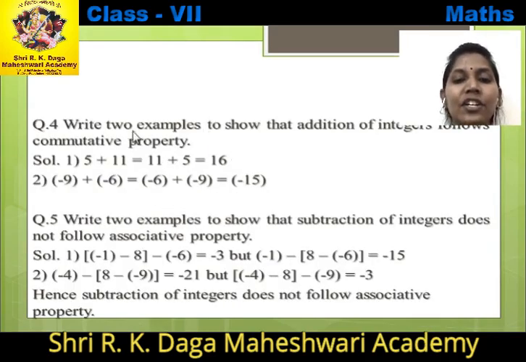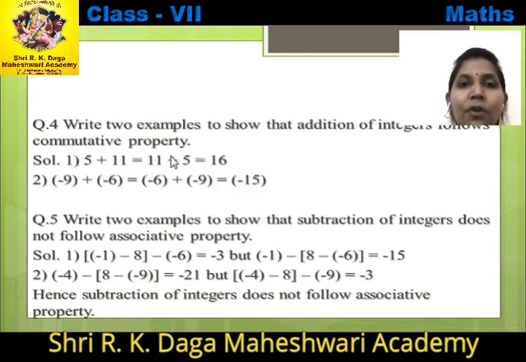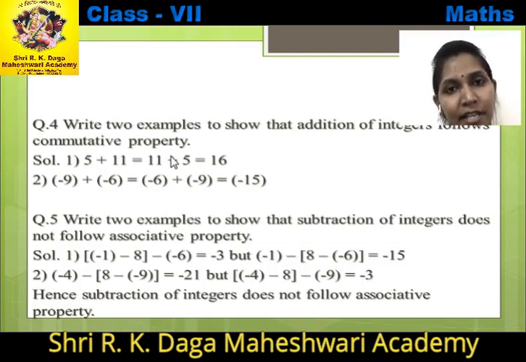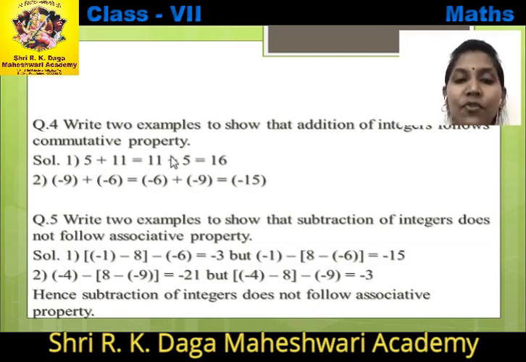In the next question, write two examples to show that addition of integers follows commutative property. In this question, we have to write just two examples that show addition is commutative for integers. Now, the commutative property is a plus b is equal to b plus a. So, we have to choose any two integers such that a plus b equal to b plus a.